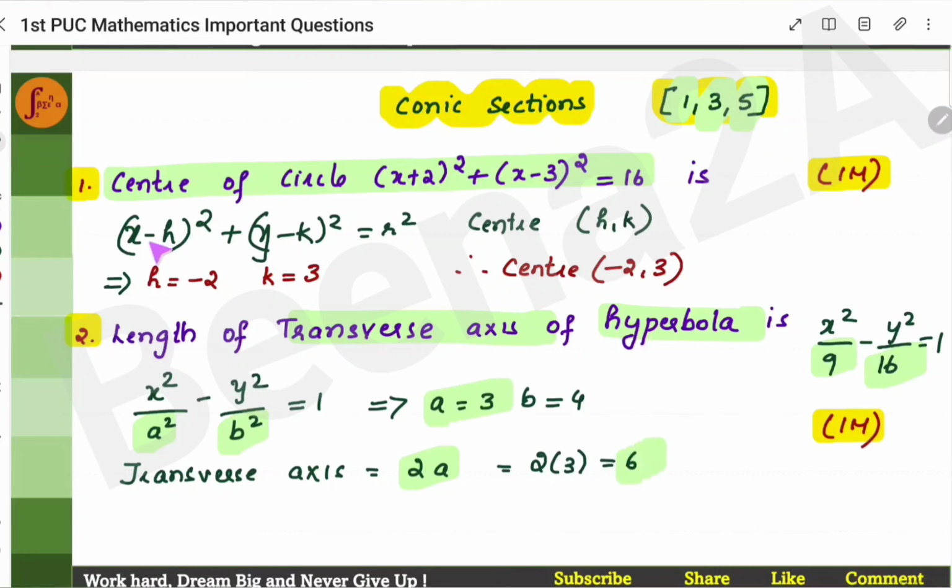And here the center formula is nothing but x minus h the whole square plus y minus k the whole square is equal to radius square, right? So now the equation is given, find the values of h and k, and that becomes your center.